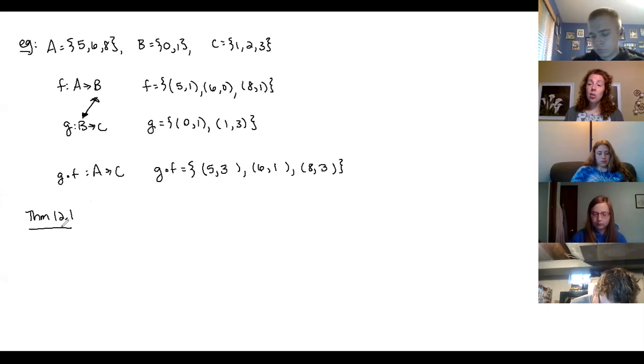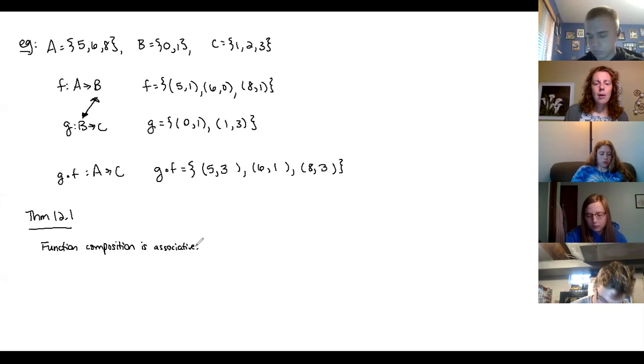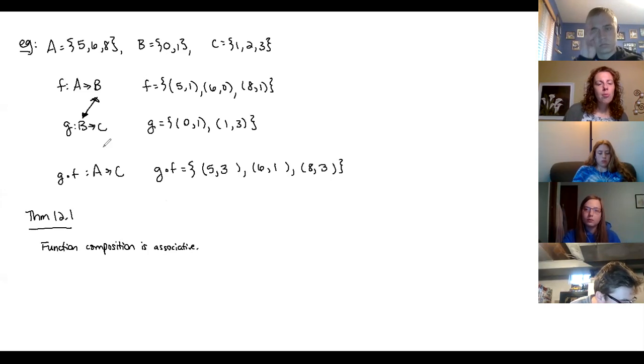One theorem, theorem 12.1. And then next time we're going to do theorem 12.2, which is a little bit more interesting. So my theorem 12.1 is that function composition is associative. In other words, associative means you can move parentheses around. Associative is who you associate with, and you can associate with different people, so you can move parentheses around.